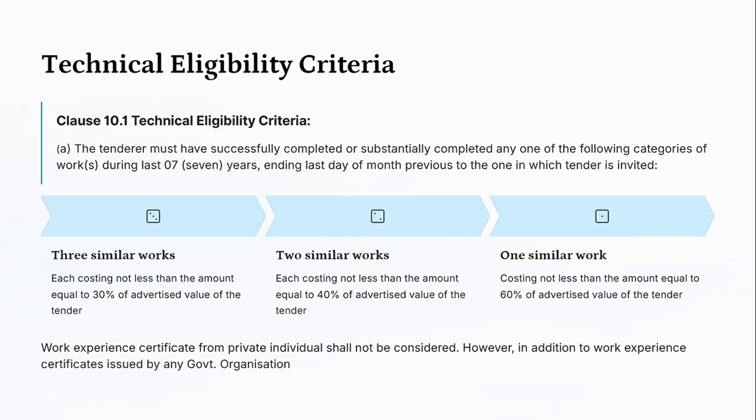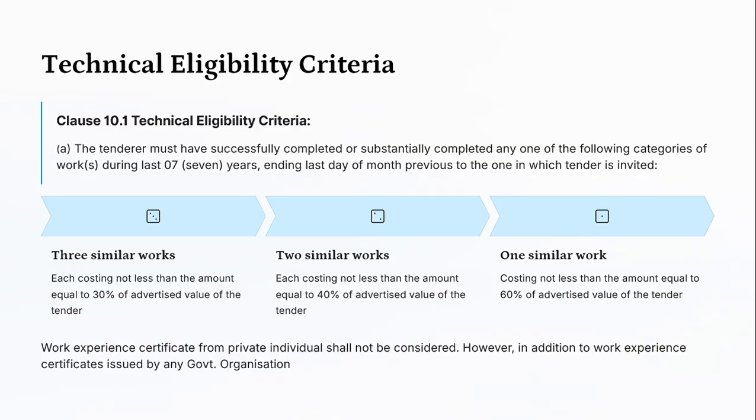Technical eligibility criteria. Clause 10.1, Technical eligibility criteria. The tenderer must have successfully completed or substantially completed any one of the following categories of work during the last 7 years, ending on the last day of the month previous to the one in which tender is invited. यानी tender invitation से एक महीना पहले.